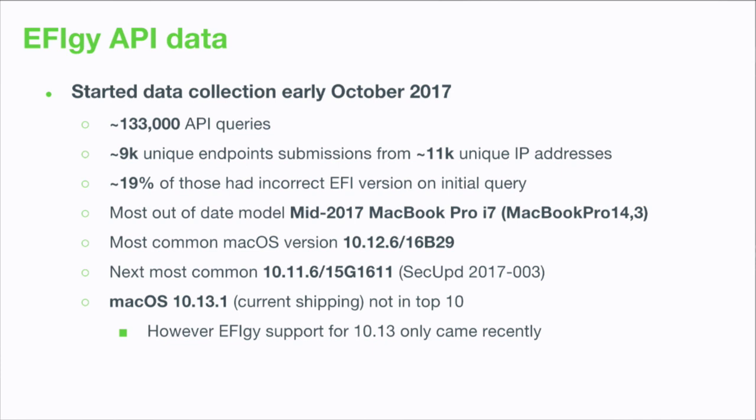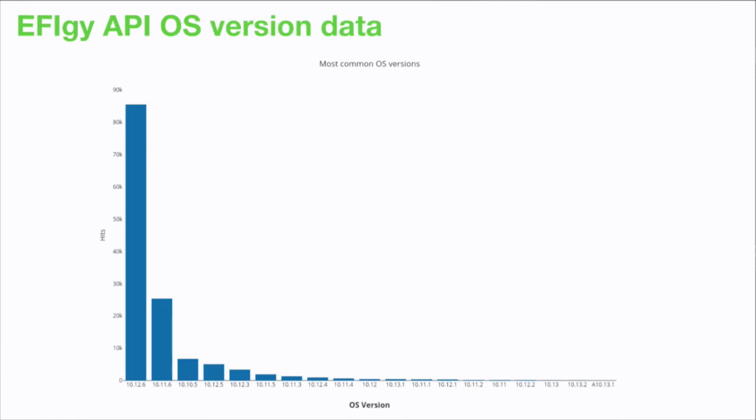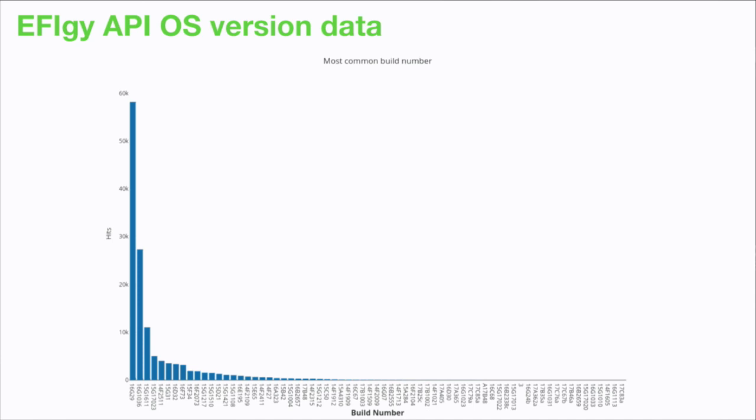Interestingly, the number of systems running 10.13 is actually much lower than we expected. So here's some pretty graphs. You can see that 10.6 is the most installed version of the OS that's hitting the API, and it drops off pretty rapidly from there, with the most recent version of 10.11 following. We don't hit 10.13 until around here. This is across build numbers. Again, this is just showing that 10.12.6, the latest security update for 10.12.6, is the most prevalent.